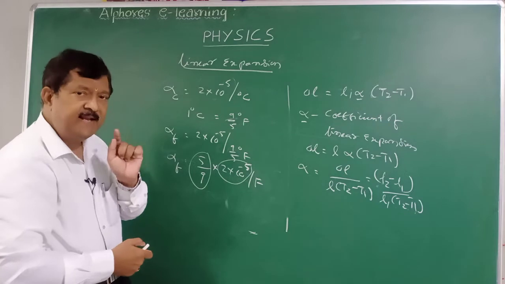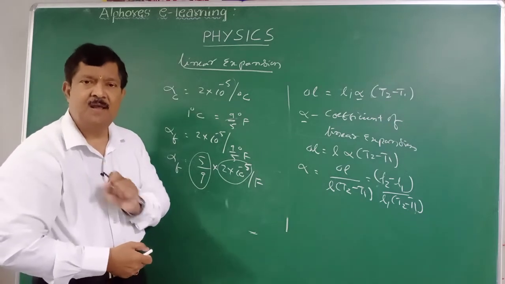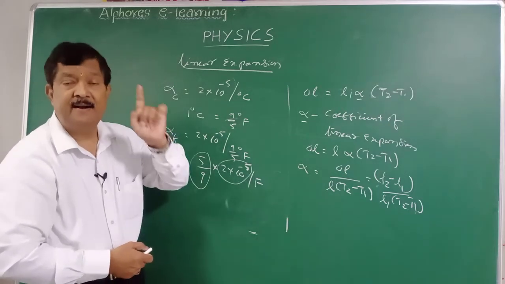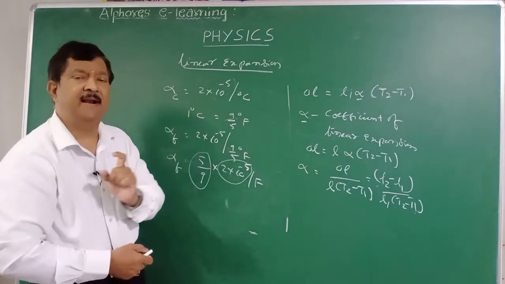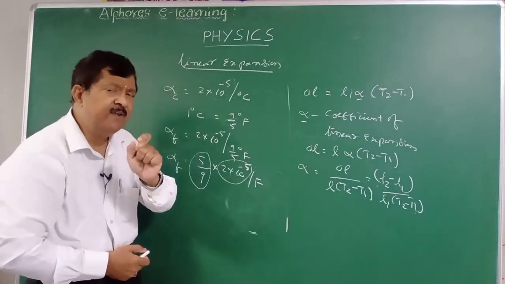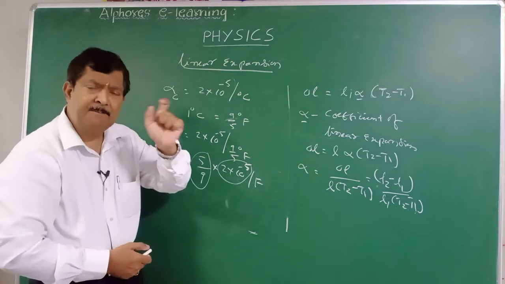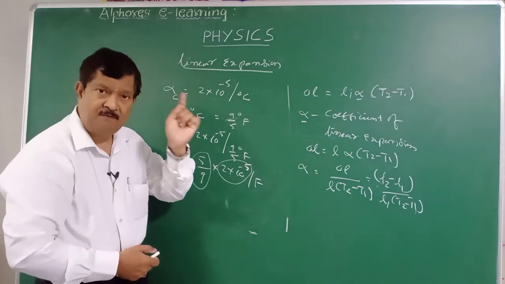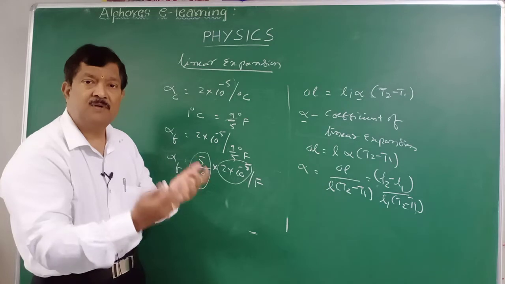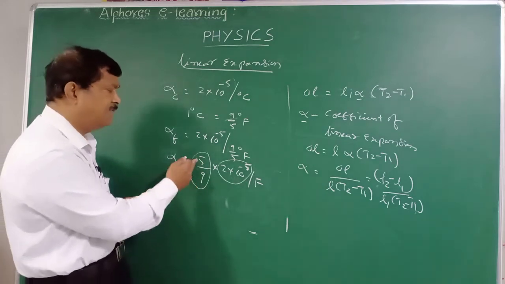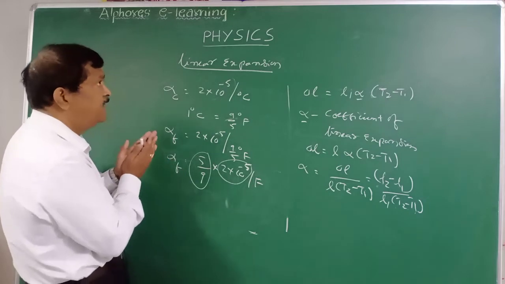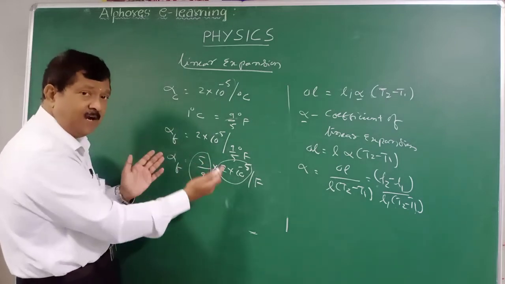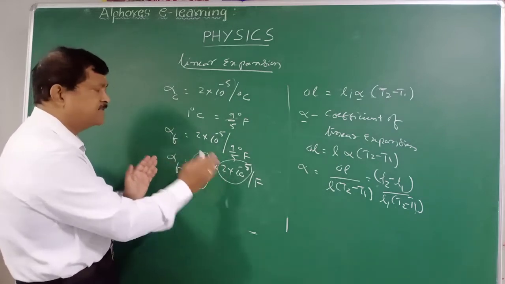Because 1 degree centigrade increase of temperature corresponds to 1.8 degree, or 9 by 5 degree, rise of temperature in Fahrenheit. So corresponding to 1 degree Fahrenheit, that means the temperature increase is very small when you measure in centigrade scale. So corresponding to that, the value of alpha will be small. So what is the relation between the value of alpha in centigrade and Fahrenheit scale? We can express it from this equation.